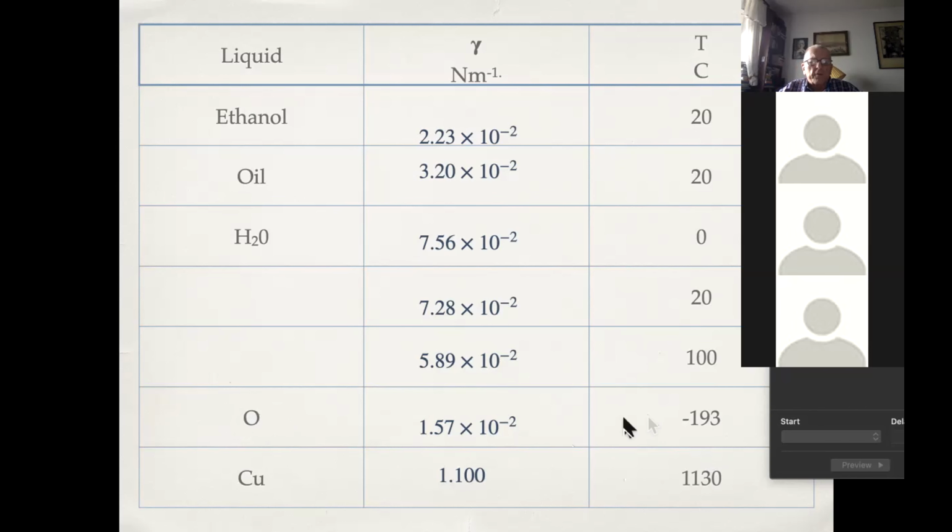Oxygen at room temperature is of course a gas, but when we cool it to a temperature of something like minus 193 Celsius, then it becomes a liquid, and then it of course has a surface tension. The surface tension of liquid oxygen is 1.57 times 10 to the minus second newtons per meter. Some of you might know that oxygen was liquefied just before the liquefaction of the air.